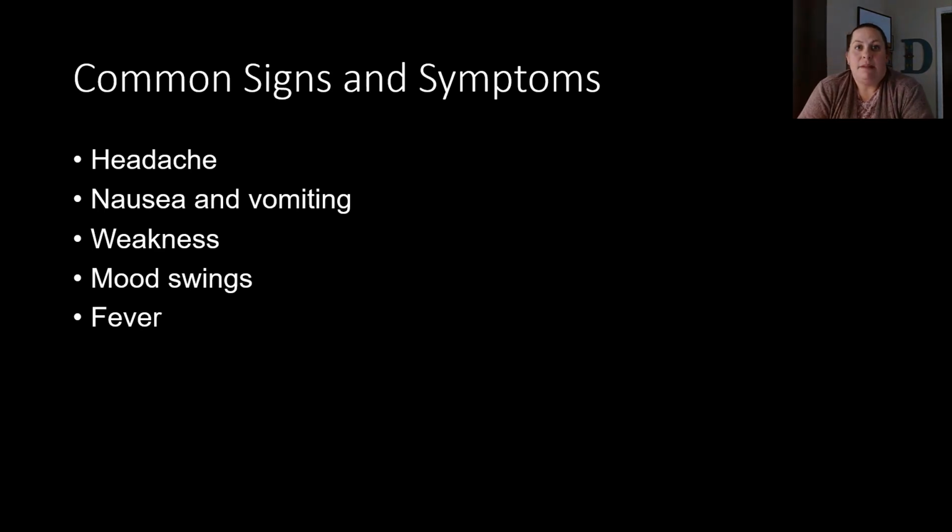So guys, some of the common signs and symptoms of nervous system disorders or diseases could be included here with things like headaches, also nausea and vomiting. Sometimes the pain or the discomfort can be so great in the brain that it actually disrupts the digestive system and causes nausea and vomiting. We also see that there can be weakness in the muscles, that those nerves are supposed to be talking to. You can have mood swings as well. And if infection is present, there could also be fever.